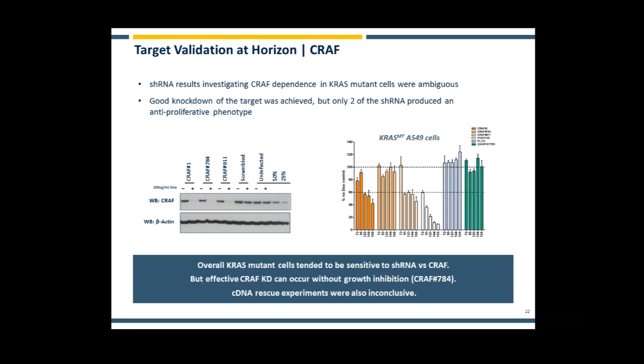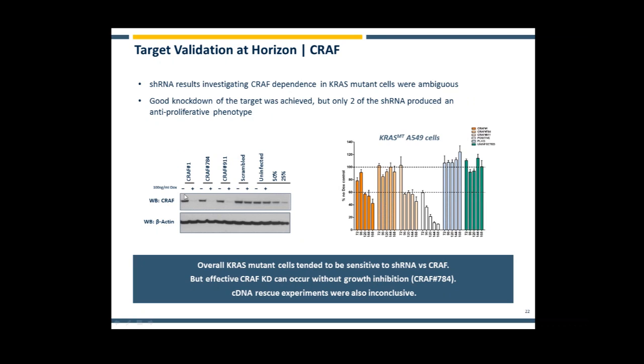However, the results obtained for the KRAS mutant lines were more ambiguous. Again, we saw good knockdown of CRAF with the shRNA, equivalent to what we saw in the wild-type lines. And overall, the KRAS mutant cells appeared sensitive to CRAF depletion. However, there were situations, such as this one, where we used A549 cells, which have a KRAS mutation, where an shRNA, in particular in this one, number 784, which is this one here in the middle, successfully depleted CRAF but had no anti-proliferative effect.